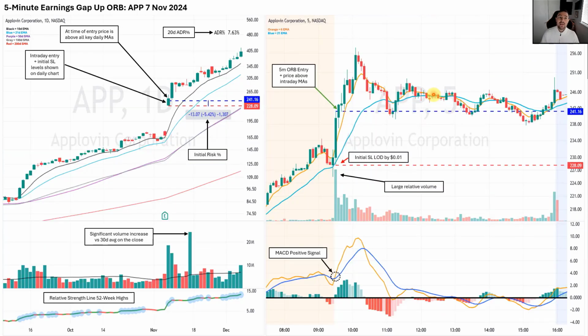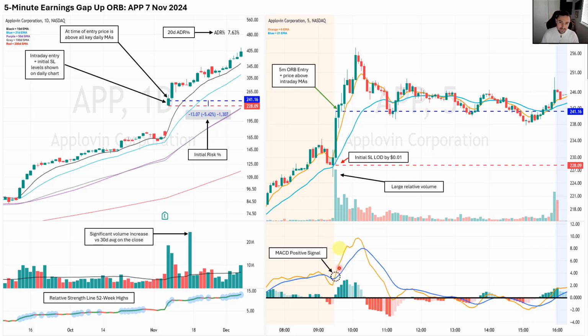AppLovin. So this one here is on its earnings, 7th of November. As it's gapping up here on the daily chart, note really nice uptrend here. 52-week highs all over the place coming through. Is above all key daily moving averages like that. So on the 5-minute time frame, it's through the high here. Okay, 241.16, initial stop loss, low of the day by a cent, 228.09. So then you can see the placement of the initial stop loss.